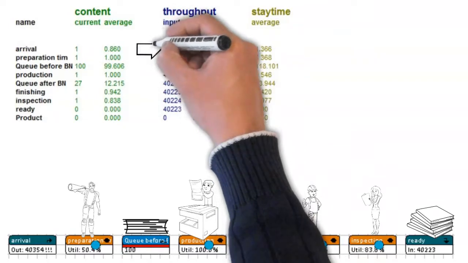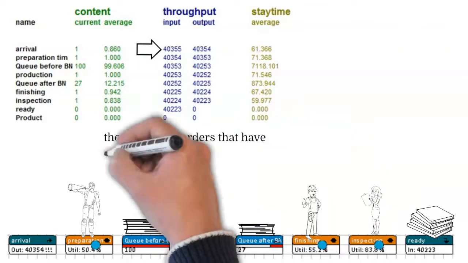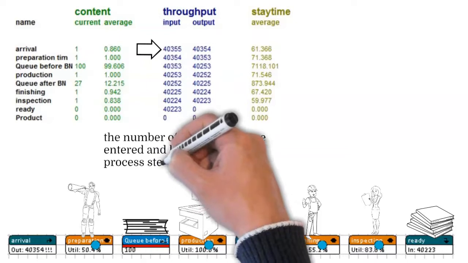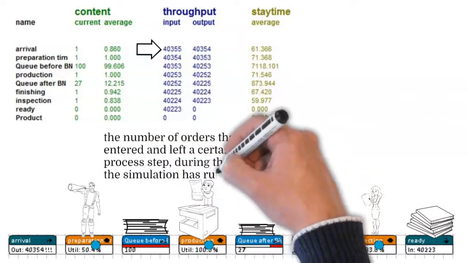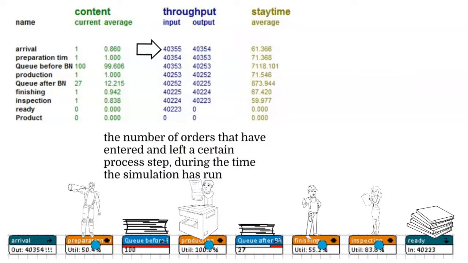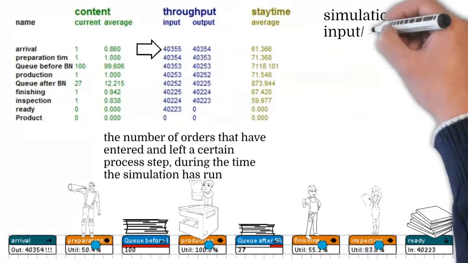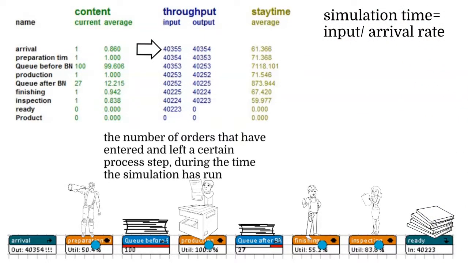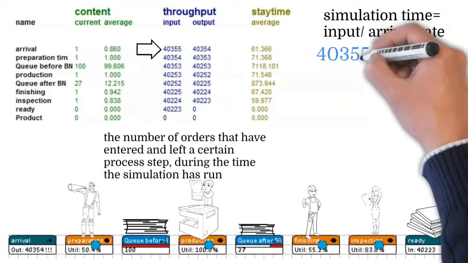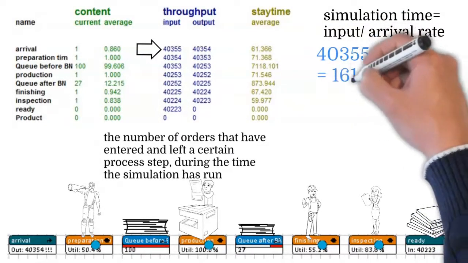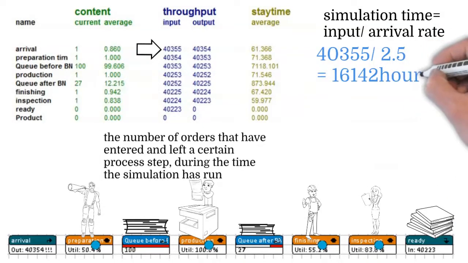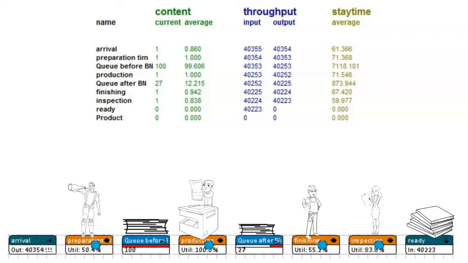Now let's take a look at the column throughput. Throughput is the number of orders that have entered and left a certain process step during the time the simulation has run. It's important to know the first input because we can implement that data in this formula right here. Simulation time is the input over the arrival rate. So the input in this case is 40,355 and the arrival rate is 2.5 per hour. We divide that, we get a simulation time of 16,142 hours. So that's important to know.